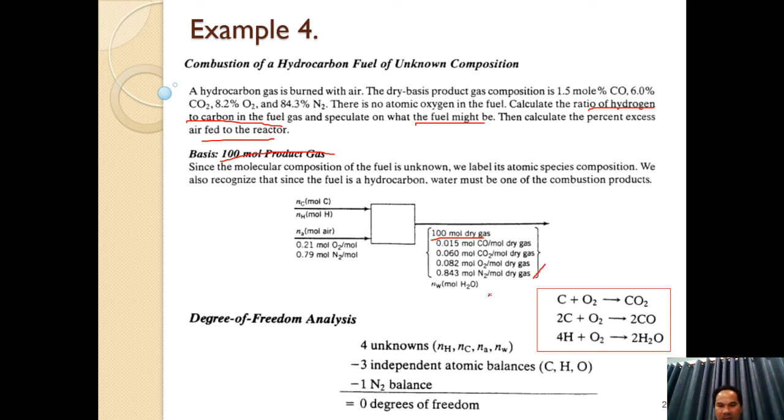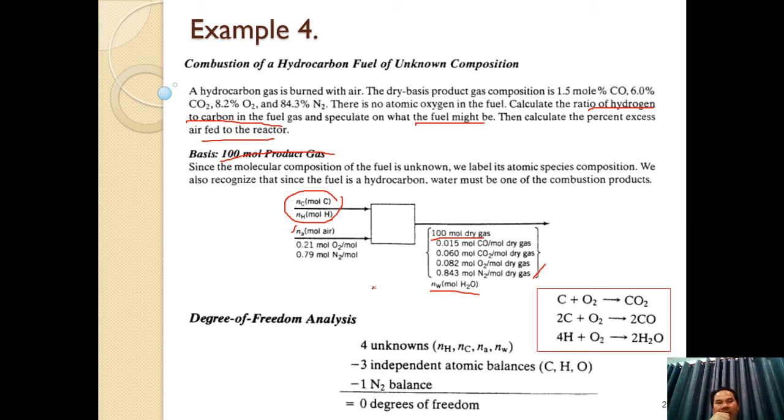And also NW is water. We don't know water. How about the feed? We have two feeds. The first feed is fuel. You don't know the composition, but you know only that it is C and hydrogen, no oxygen. NC is the mole of carbon, NH is the mole of hydrogen. And the second feed is air, NA. Air includes 0.21 mole oxygen per total mole and 0.79 mole nitrogen per total mole.